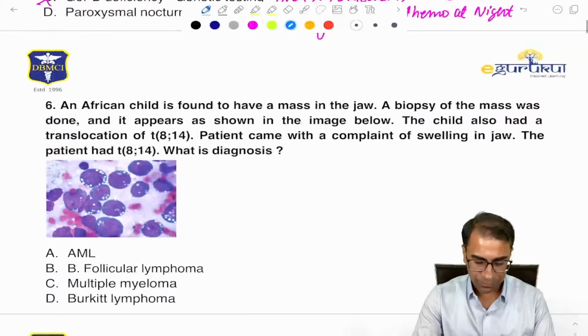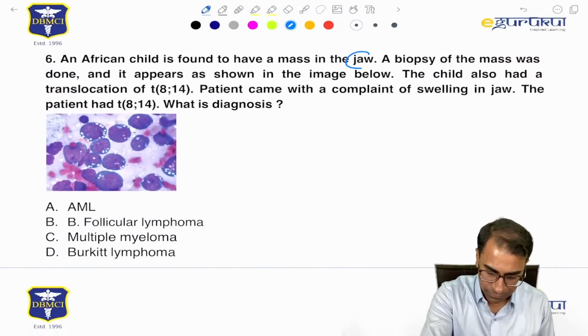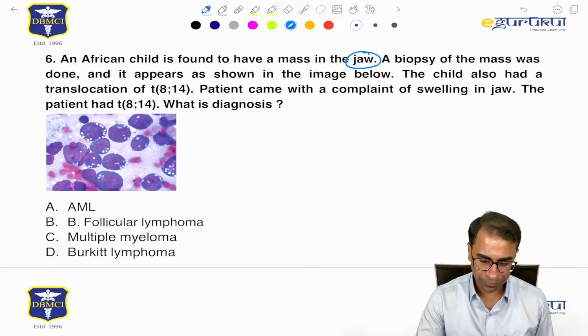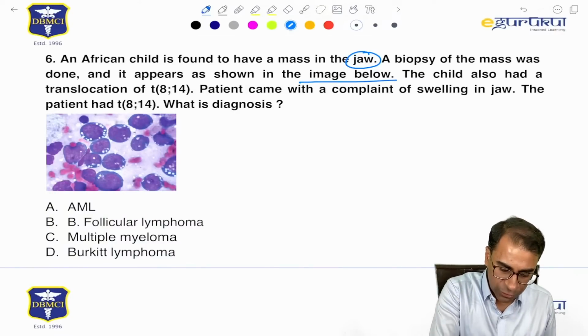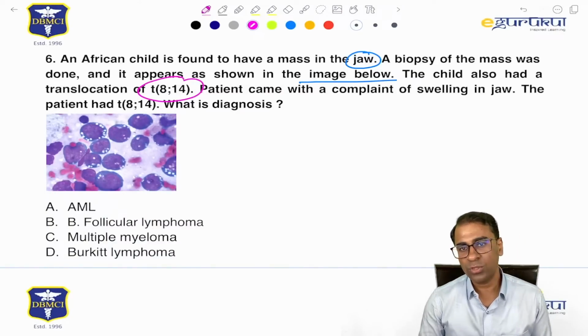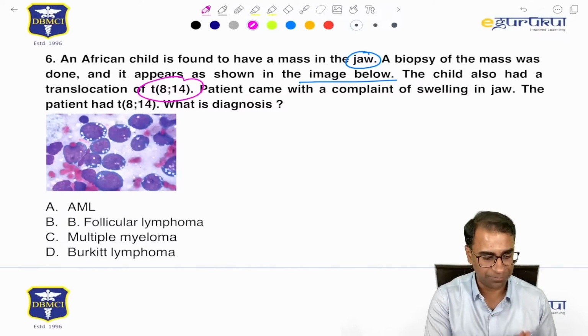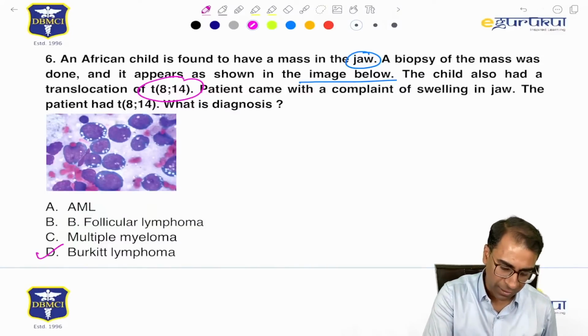Chalo, next question. An African child was found to have a mass in the jaw. Okay, a biopsy of the mass was done and appears as shown in the image below. The child also has a translocation of 8;14. Now this was a case actually made easy because they have given you the 8;14 translocation. The moment you see an 8;14 translocation, guys, the answer has to become Burkitt lymphoma.